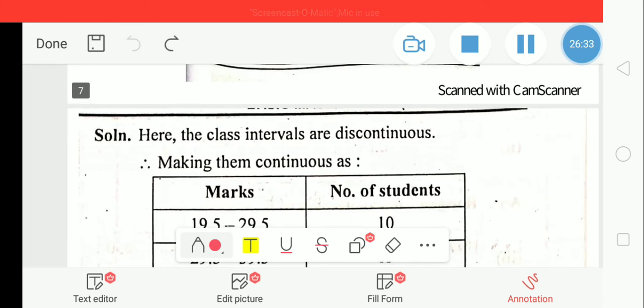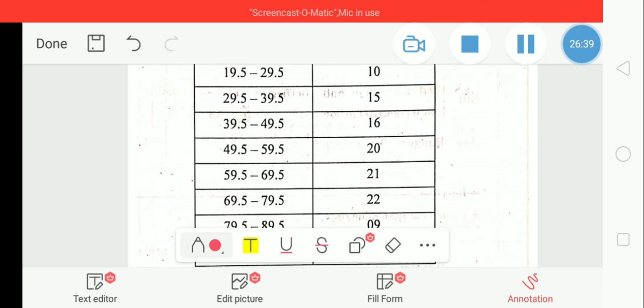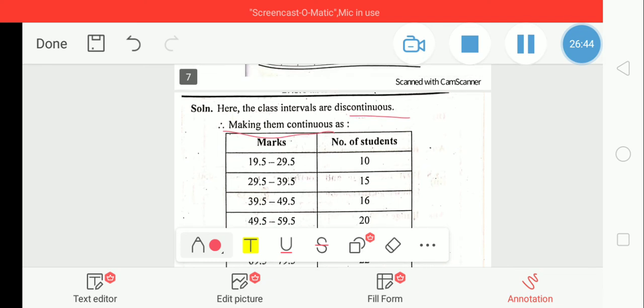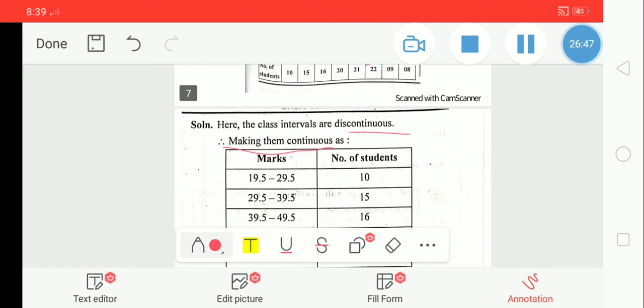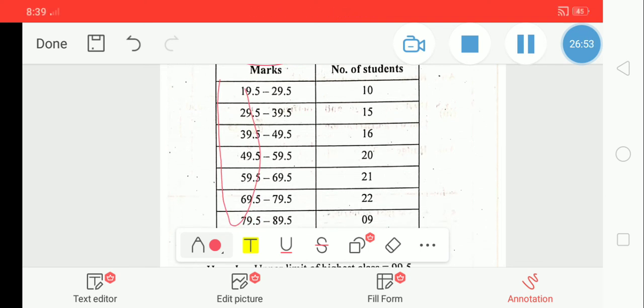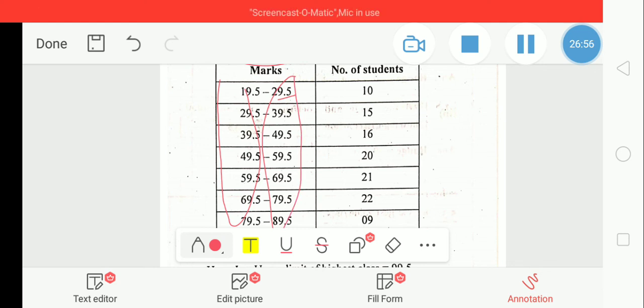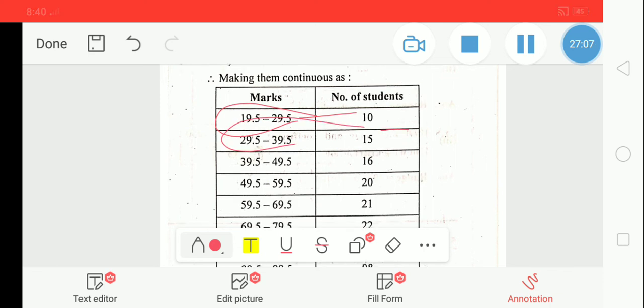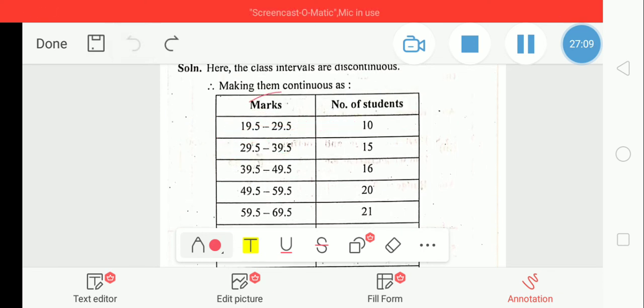Here the class interval is discontinuous, so make it continuous. We can also write it in a chart. This is the marks and the number of students. For the first term we subtract 0.5, and for the second term we add 0.5. So 19.5 to 29.5 gives 10 students of these marks, and 15 students of these marks. This is the distribution and this is the frequency of students.